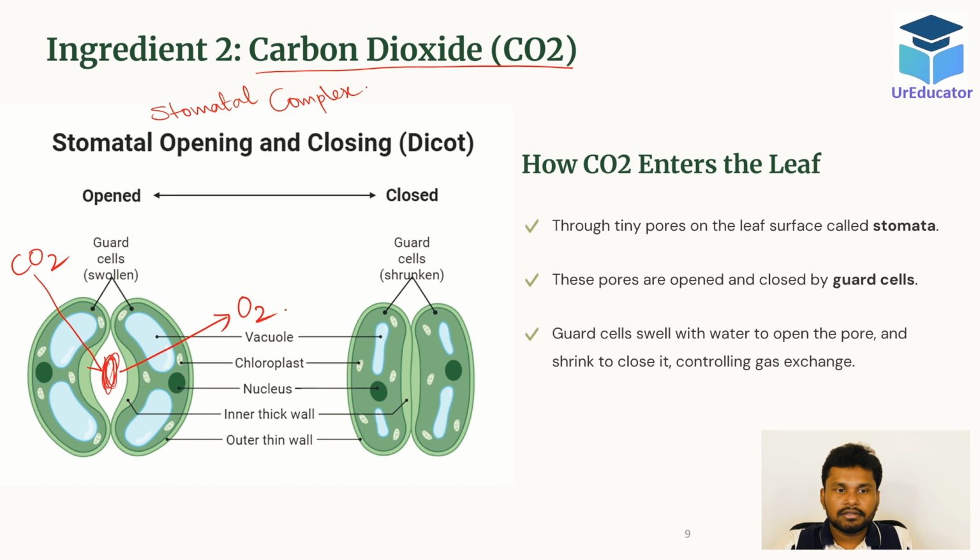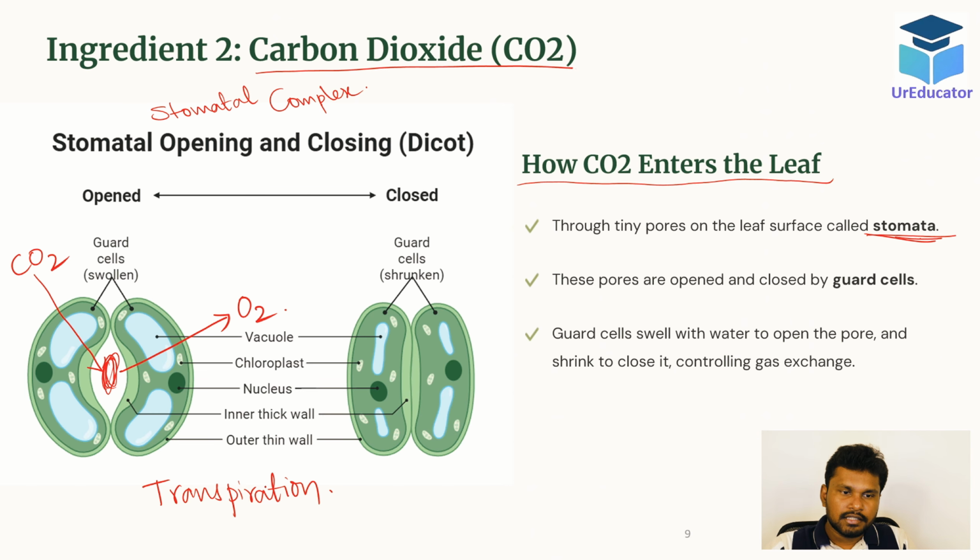And also these stomata will help in transpiration as well. Transpiration is a loss of water. Let us talk about this in upcoming classes later. Next, how the CO2 enters the leaf. Through the tiny pores on the surface of the stomata. On the surface of the stomata, we can see some small pores. Through those pores, the CO2 enters.